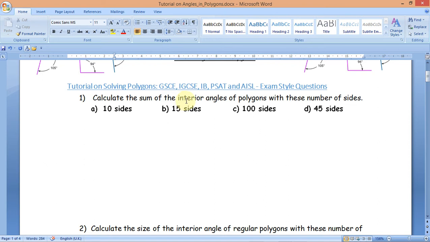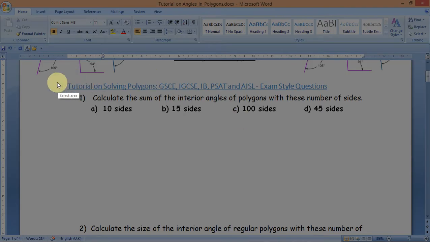Calculate the sum of the interior angles of a polygon with these numbers of sides. Because I have a lot of questions to solve, I will just solve one of these options and you apply the same method to any of the remaining questions. Let me go with the one with 100 sides. Okay, let's get started.